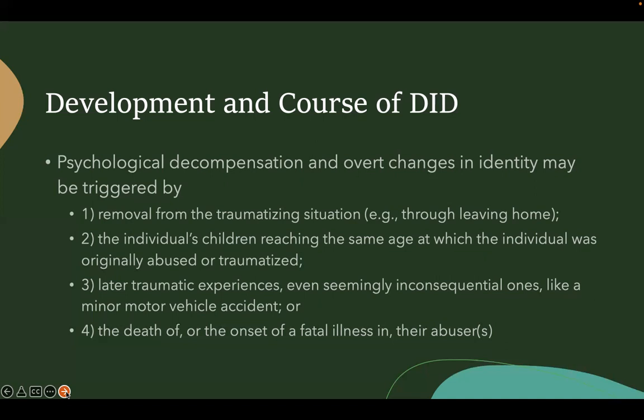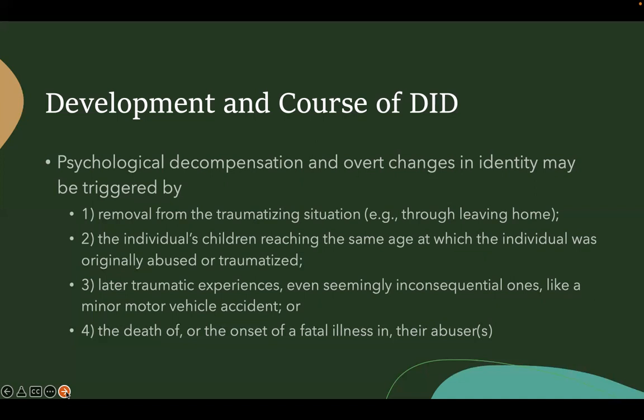So it can be triggered by the individual's children reaching the same age at which the individual was originally abused or traumatized. This is incredibly common with parents, where they have no idea why they are having dreams or having trouble sleeping, or some kind of physical ailment has come upon them. And many times it's because their children are at an age where they experienced something pretty traumatic, whether it was acute or chronic, doesn't matter.